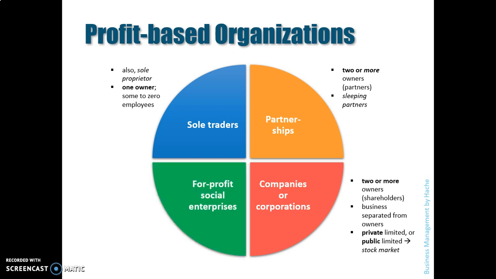The last type is for-profit social enterprises. Like the other three, these organizations have an aim of making money, of making profit, but they have a social aim as priority. The three specific for-profit social enterprises we will be exploring in a minute are cooperatives, microfinanciers, and public-private partnerships. So these are the big four types of profit-based organizations. In the following slide, I will share additional information about each of them. Let's go.